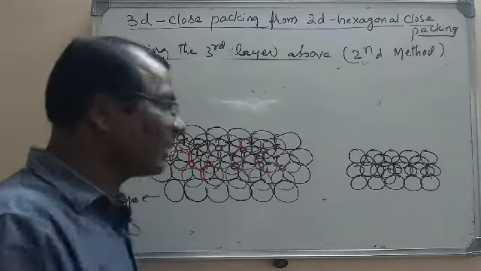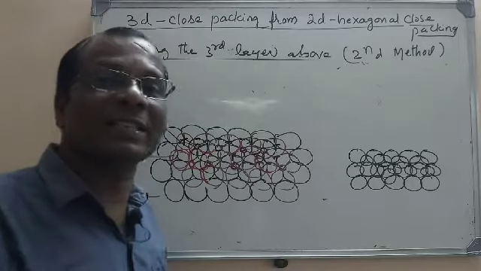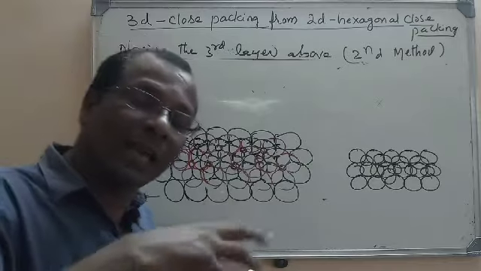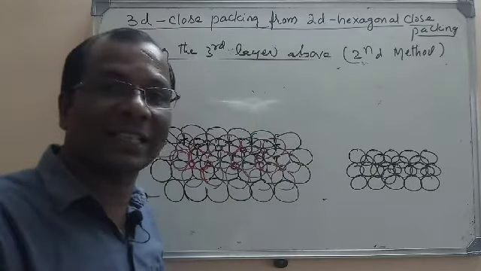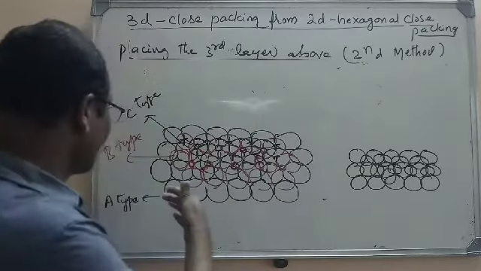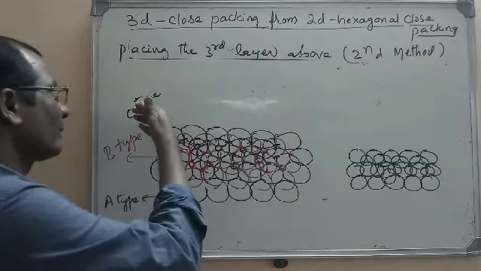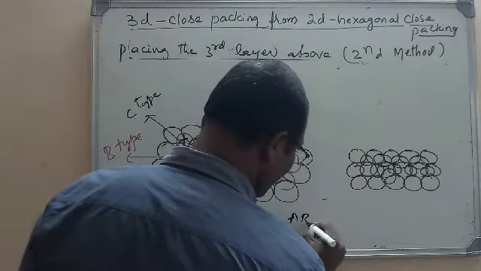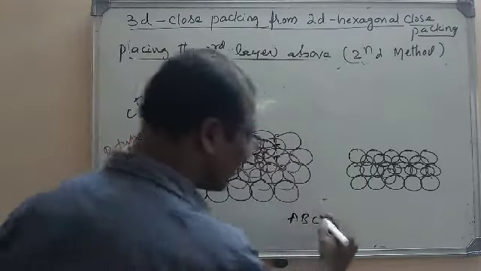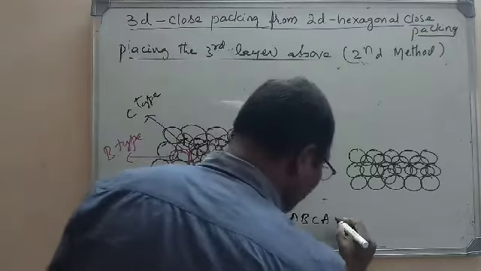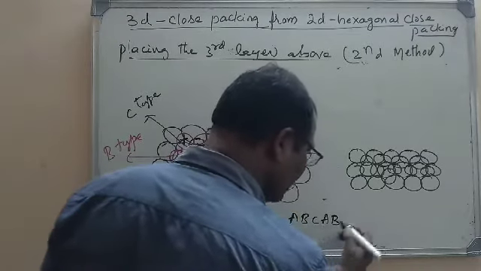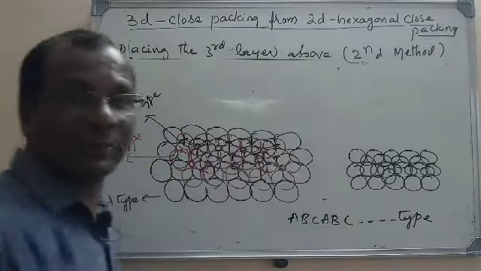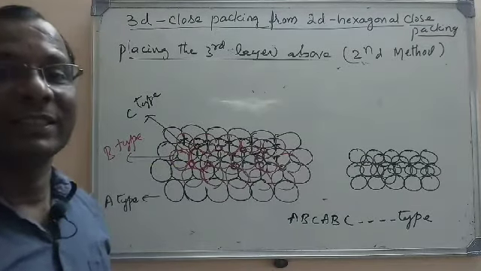So the first layer is of A type, the second layer is a different type, that is B type, and the third layer, when placed over the octahedral voids of the second layer, I got C type. So the first layer is different from the second layer, which is different from the third layer. So what is the pattern here? We got A, B, C, and again the fourth layer will be similar to A, and the fifth layer will be B. A, B, C will be the type of arrangement of the layers here.